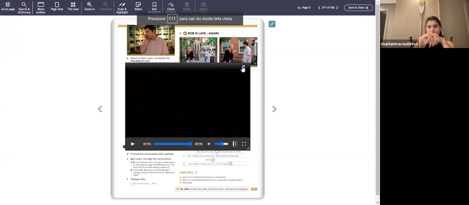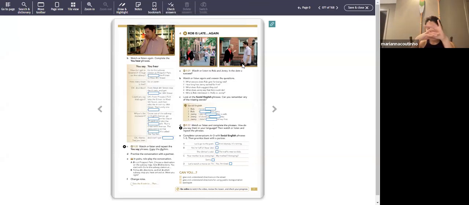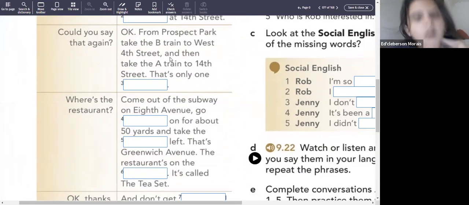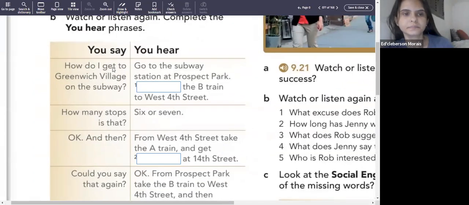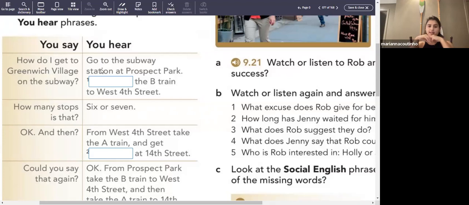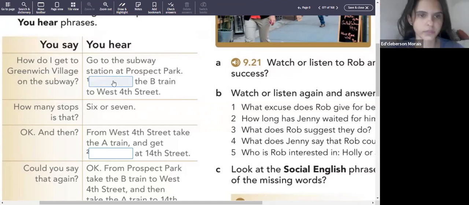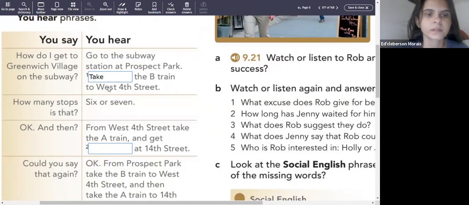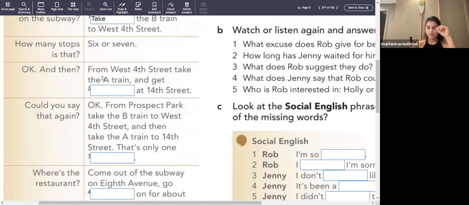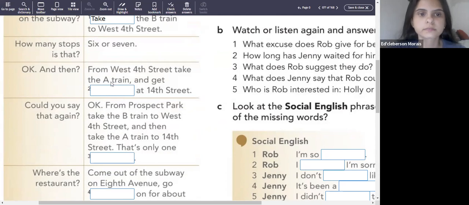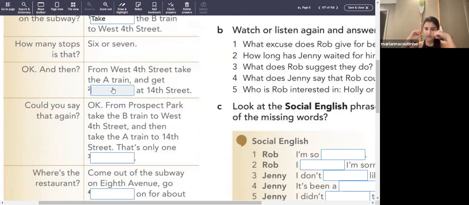Did you get all of them? No, only one. The 5. The number 5? Yeah. Okay, we can do it together. So here. Take the B train to West 4th Street. Very good. Number 2. Read the complete sentences. From the West 4th Street. Take the A train and get off at the 14th Street. Perfect.